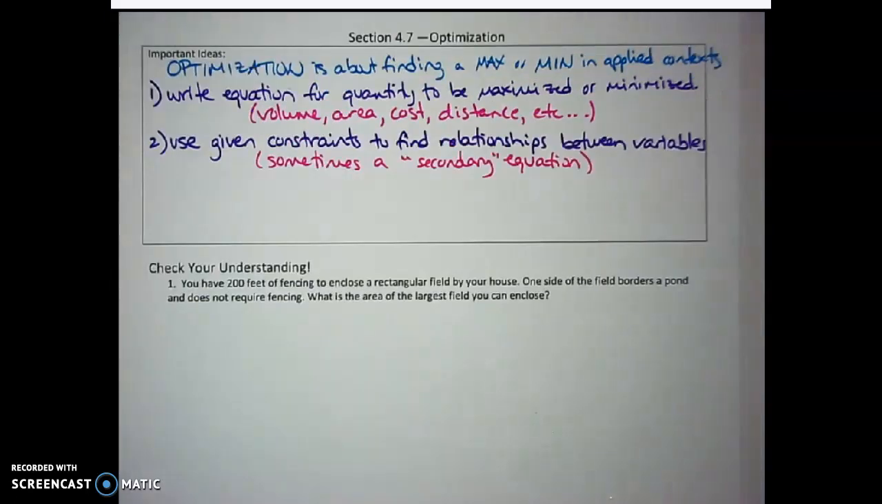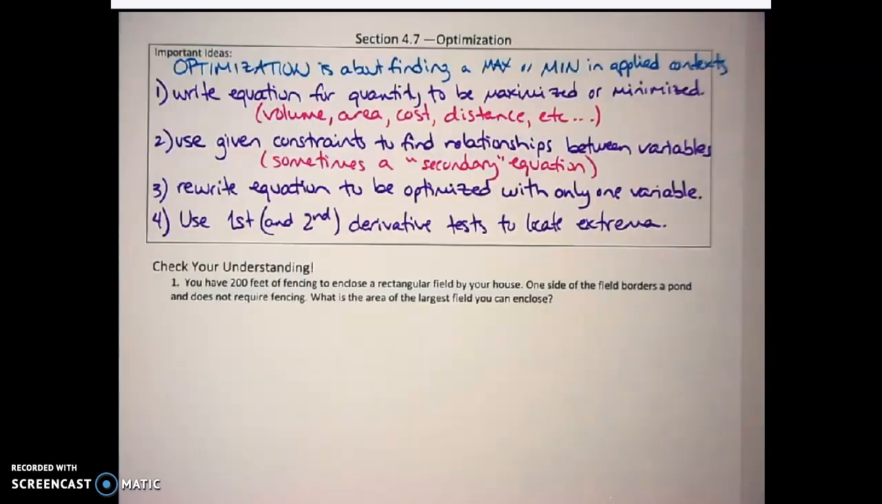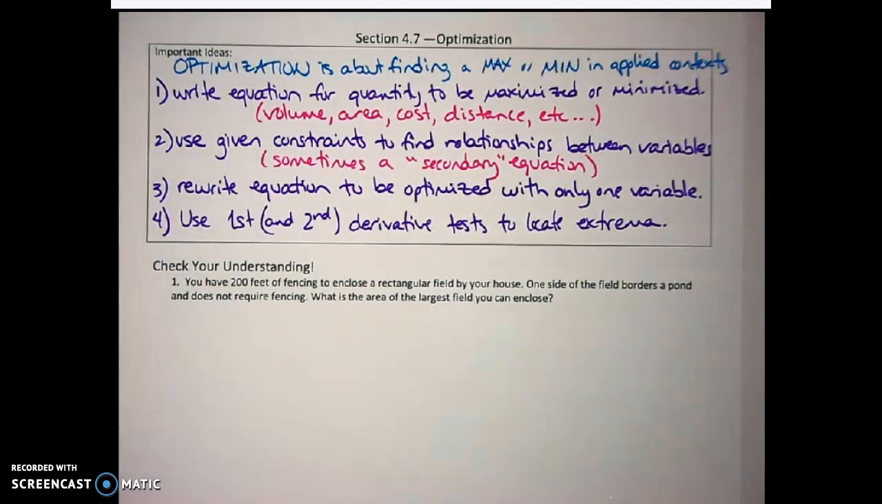This is going to allow us to rewrite our equation to be optimized with only one variable. So that secondary equation is going to allow us to write one variable in terms of the other variable, and then plug that into our original equation that needs to be maximized or minimized. And then finally, once you have an equation in one variable, you're going to be taking the derivative of that so that you can find the critical values to help you locate the extrema using the first or second derivative tests. All right, let's try some of these.